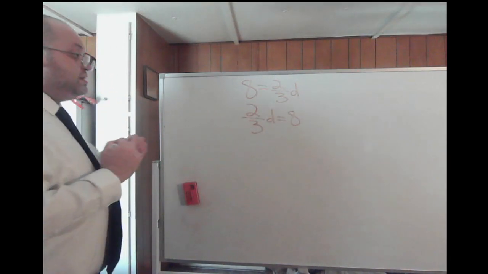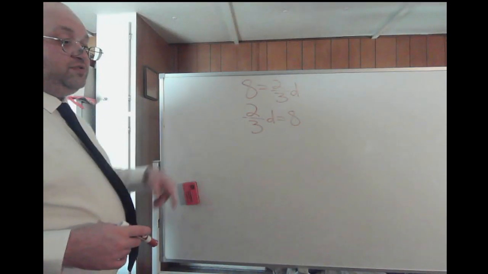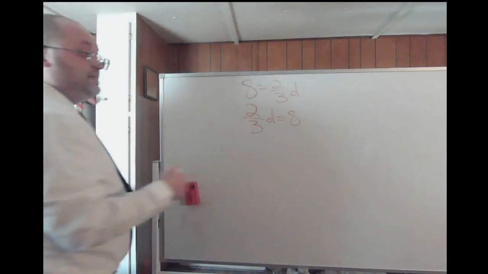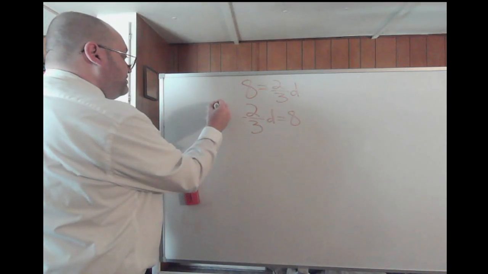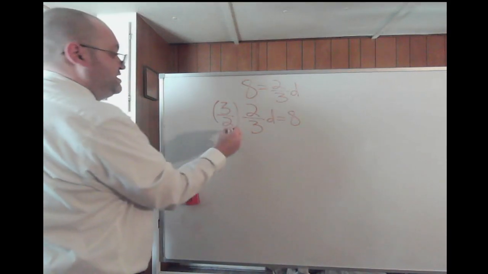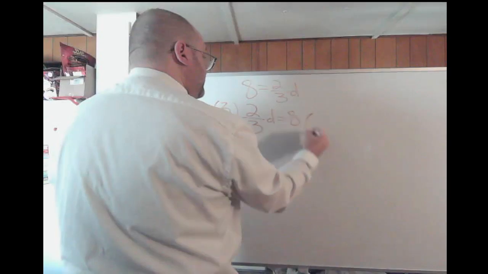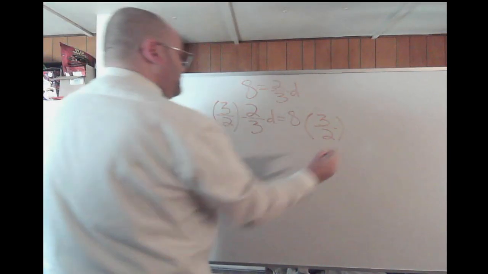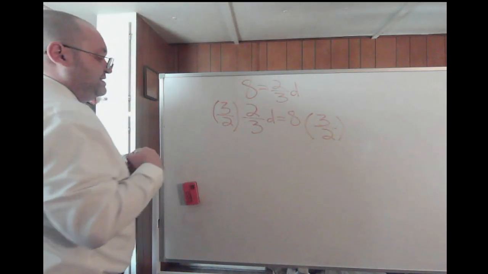Okay, so we have 2/3 times d. We want to get d by itself. If we remember, if you multiply a fraction by its reciprocal, it becomes 1. So you're going to have to multiply that 2/3 d times 3/2. Multiply by its reciprocal, you'll get 1. But what you do to the left side, you got to do to the right. So we got to multiply both sides by 3/2 to get d by itself.